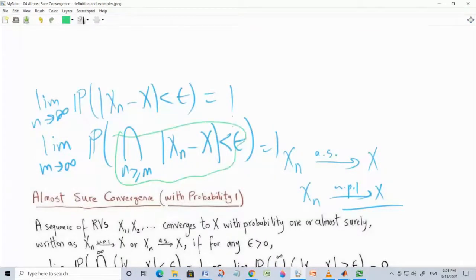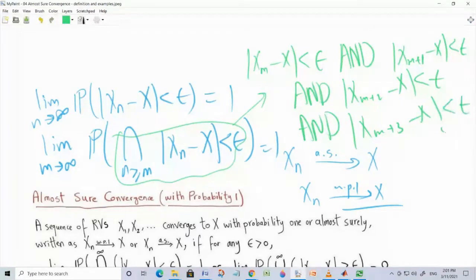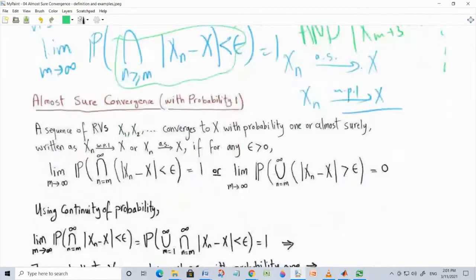This is: X_m minus X is less than epsilon, and X_{m+1} minus X is less than epsilon, and X_{m+2} minus X is less than epsilon, and X_{m+3} minus X is less than epsilon, up to infinity. So it's a tough condition, right? All of those events must be true. And there is also a union version with greater than epsilon, and of course both are equivalent.